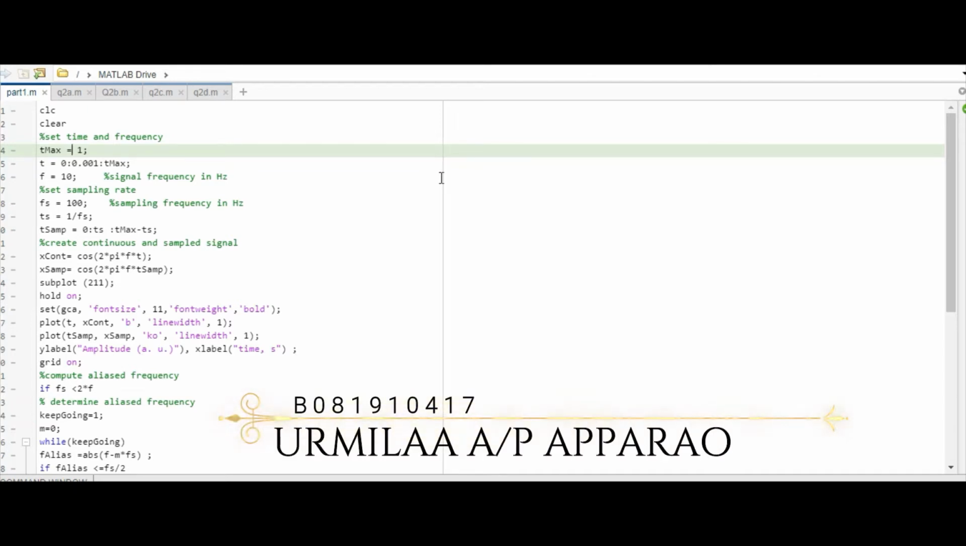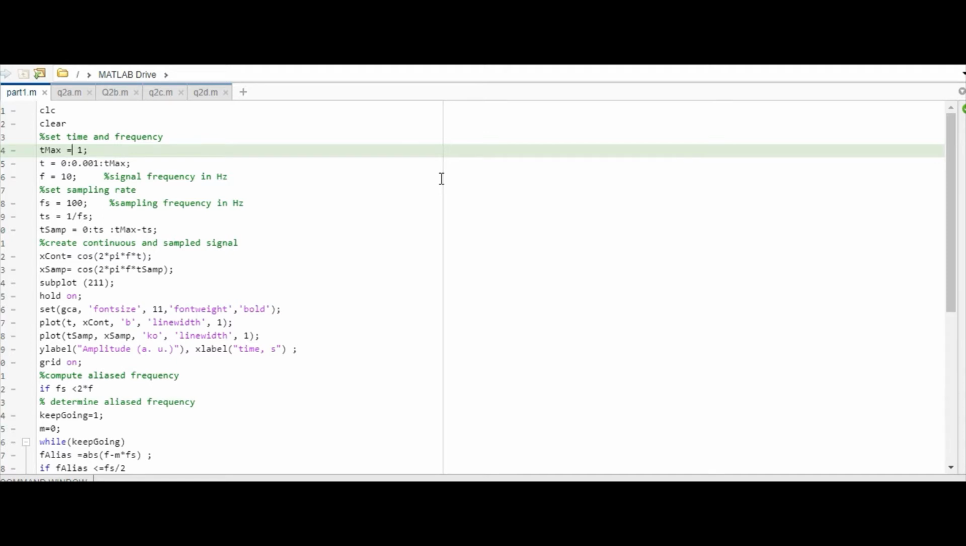Today I am going to present part A for lab 5. So we have at least 3 conditions for sampling. The first one is when Fs is greater than 2 Fm. The second one is Fs equals 2 Fm, which is called the Nyquist rate. And the third one is Fs is lesser than 2 Fm, where this will create the aliased frequency.